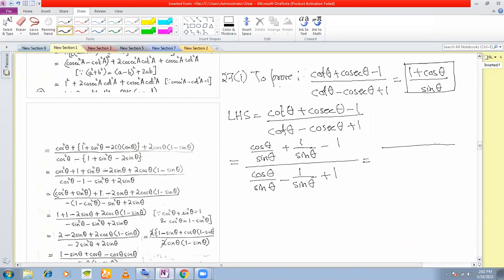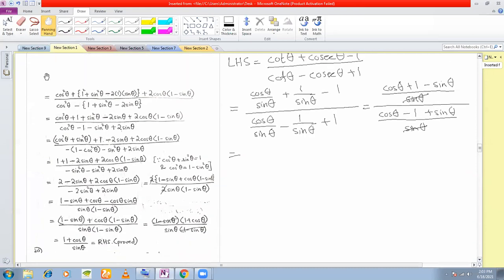LCM in the numerator will be sine theta. So you get cos theta plus 1 minus sine theta. And the denominator, you will get cos theta minus 1 plus sine theta, divided by sine theta. Now this cancels off.